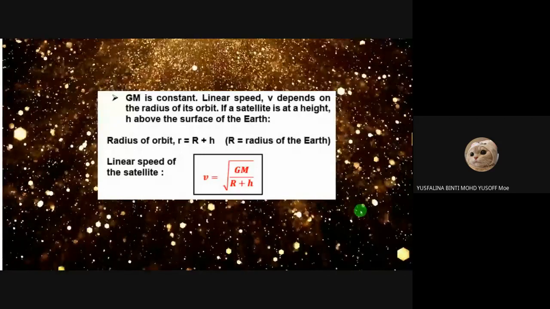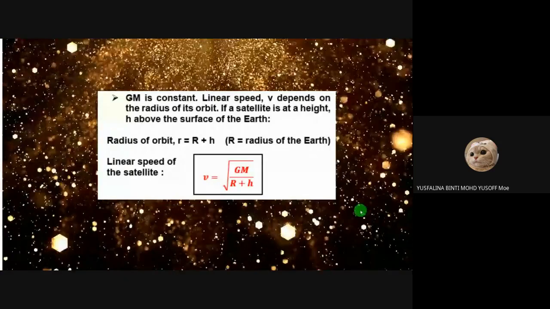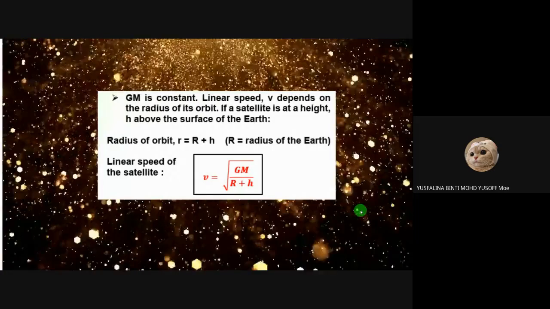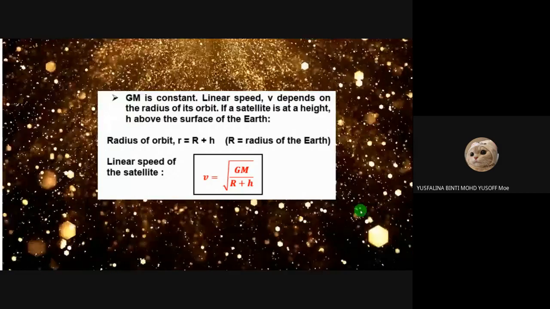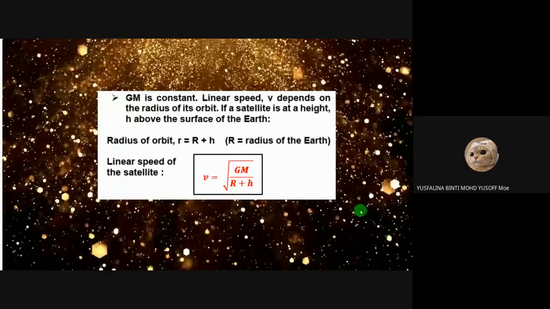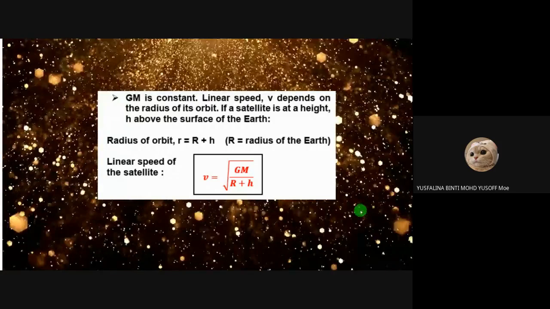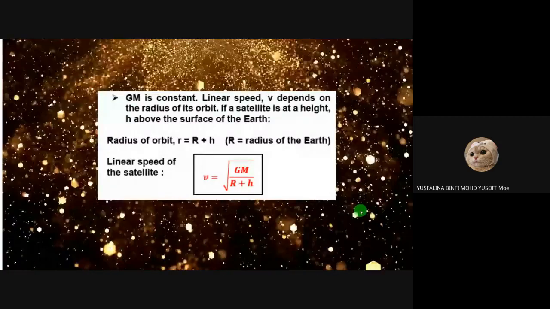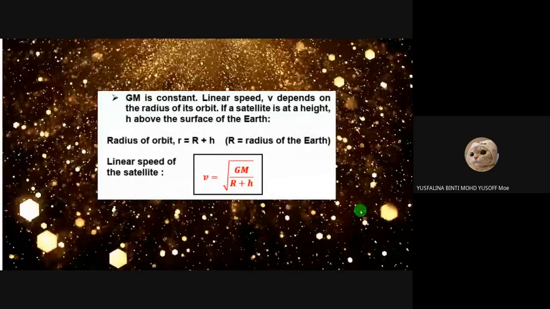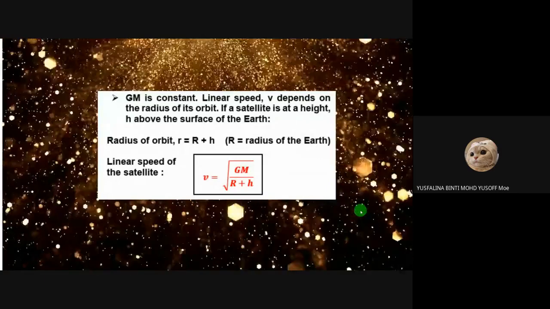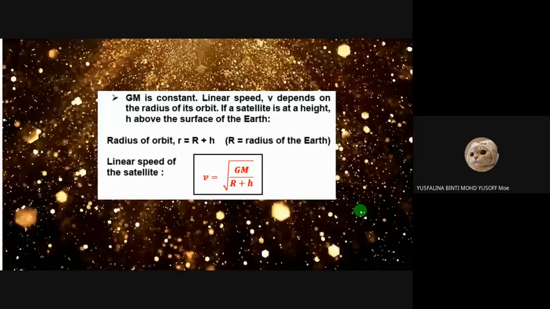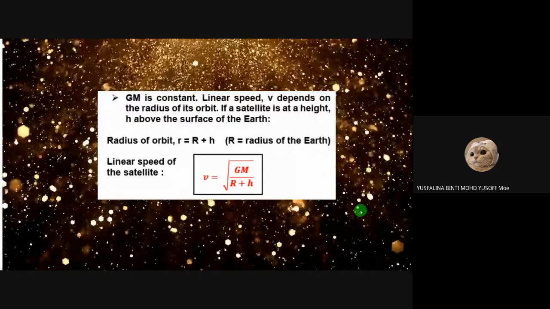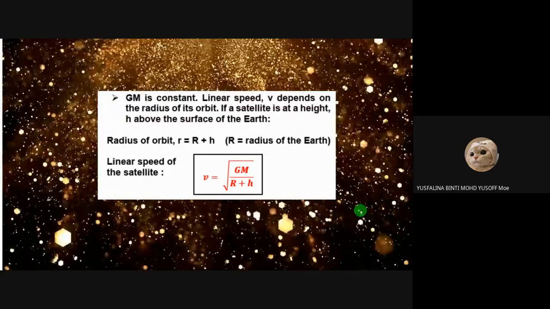Okay, so GM is a constant. G is the gravitational constant, that is 6.67 times 10 power of negative 11, right? So that one is constant. M also constant. M is the mass of the earth. So that one is also constant. And the linear speed v depends on the radius of its orbit. So when the satellite rotates around the earth, the speed of the satellite when it rotates depends on the radius. Because G and M are constants, it only depends on the radius.